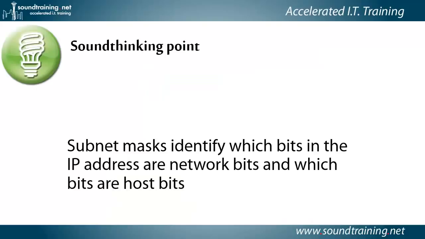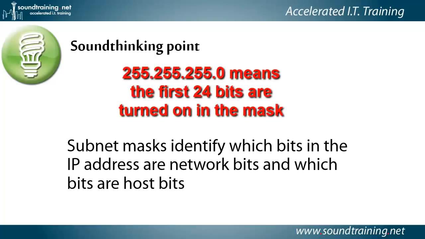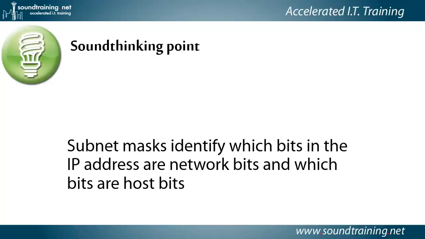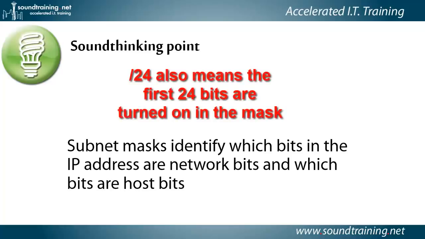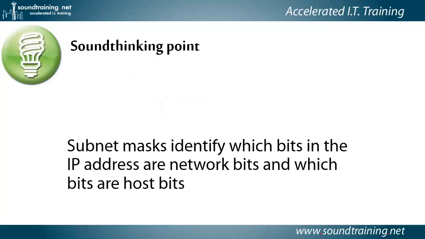So what's very important for you to understand is that the subnet mask identifies which bits in the IP address are network bits and which bits are host bits. And whether it's expressed in traditional dotted decimal notation like 255.255.255.0 or in the modern what's called CIDR or classless interdomain routing notation, /24, it means exactly the same thing. It means that the first 24 bits are turned on, the first 24 bits are network bits. And you may see a /18, but all that means is that the first 18 bits are turned on and that the last 14 would be host bits. So the first 18 would be network, the last 14 would be host.